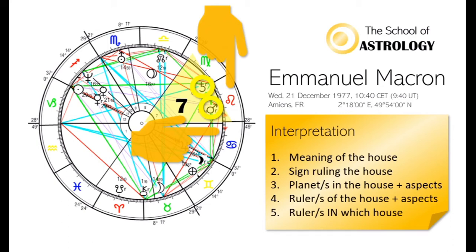To get a fuller picture of the quality of Mars here, we also recommend to check the aspects. This Mars has 2 squares, one to Uranus and one to the Moon. When interpreting aspects, you combine the meaning of the planets involved and the quality of the aspect.